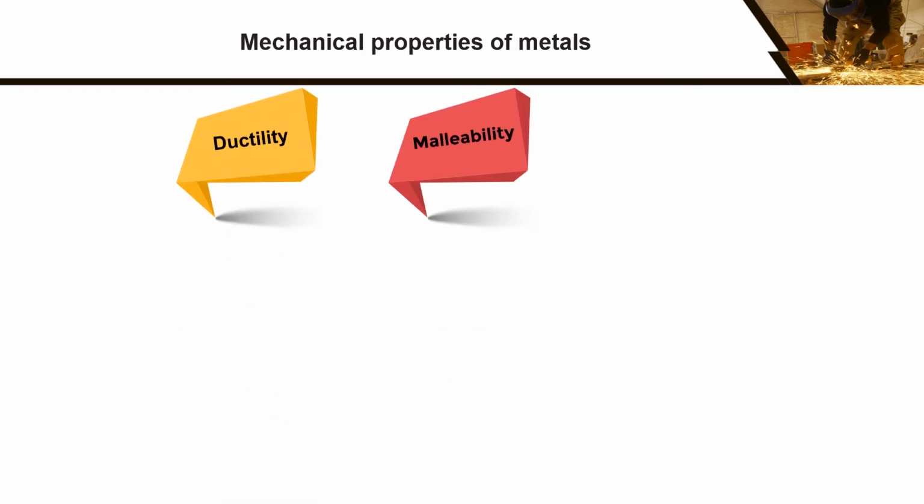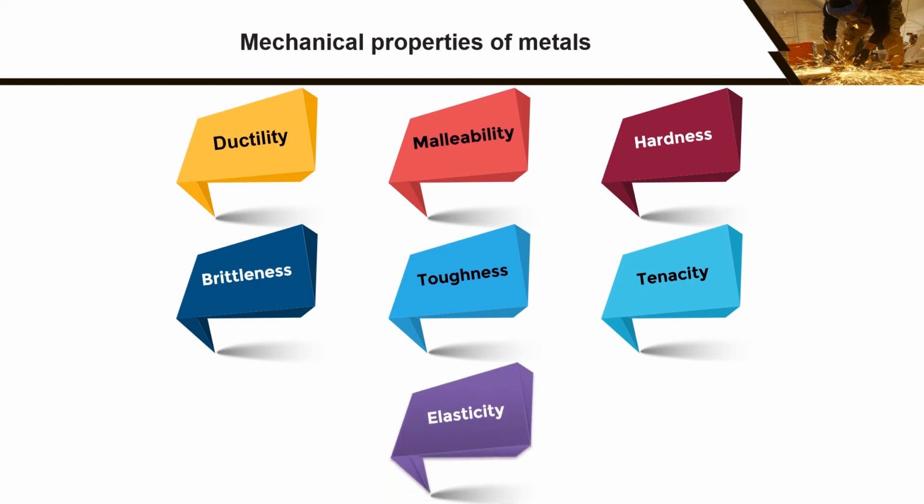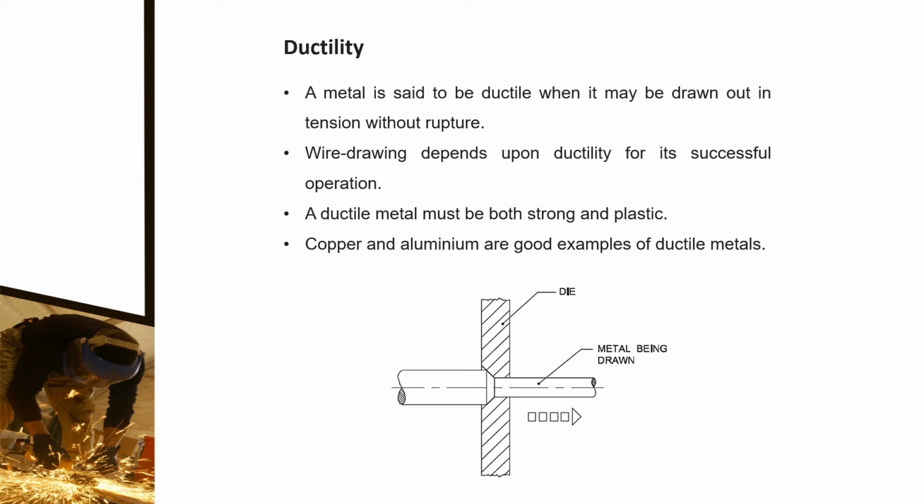malleability, hardness, brittleness, toughness, tenacity, elasticity. Ductility. A metal is said to be ductile when it may be drawn out in tension without tearing. Wire drawing depends upon ductility for its successful operation. A ductile metal must be both strong and plastic. Copper and aluminium are good examples of ductile metals.